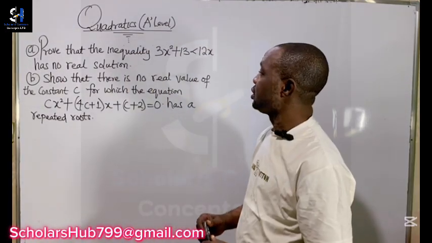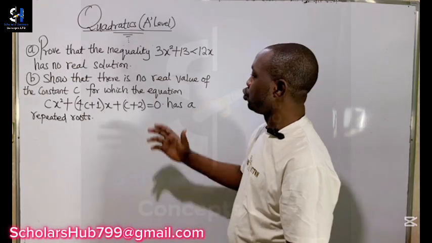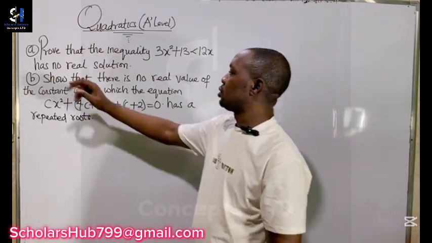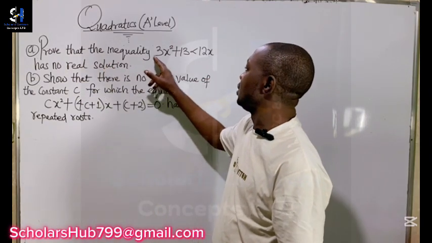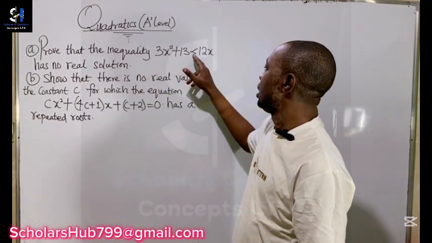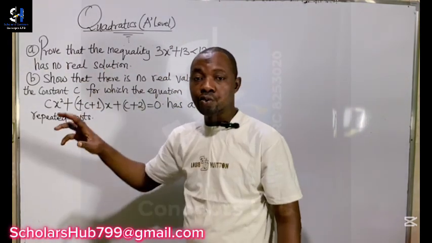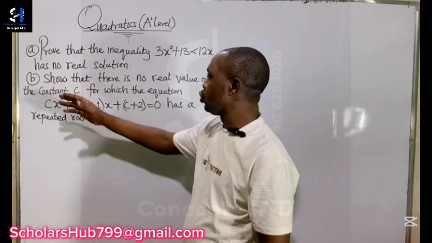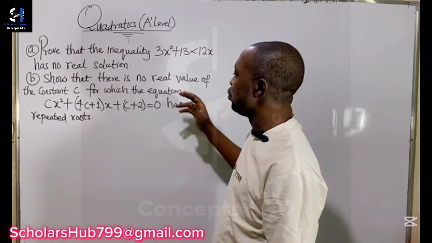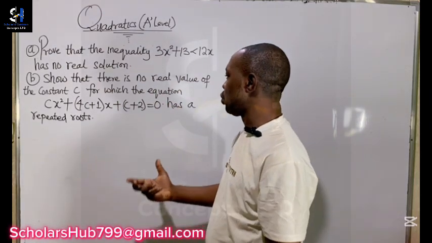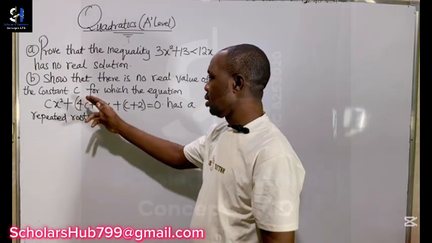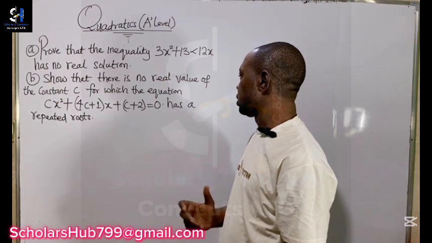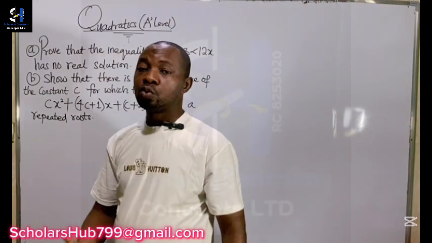Now today we have these two questions to solve. The first question is to prove that the inequality 3x² + 13 < 12x has no real solution. The second question: we want to show that there is no real value of the constant c for which the equation cx² + (4c + 1)x + c + 2 = 0 has a repeated root.